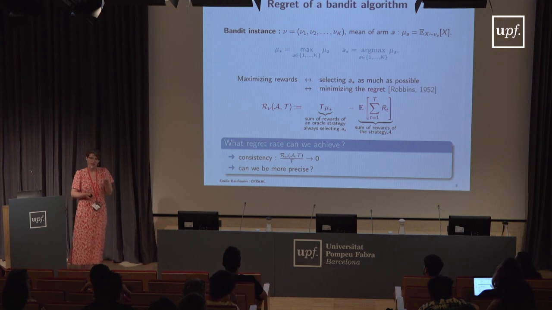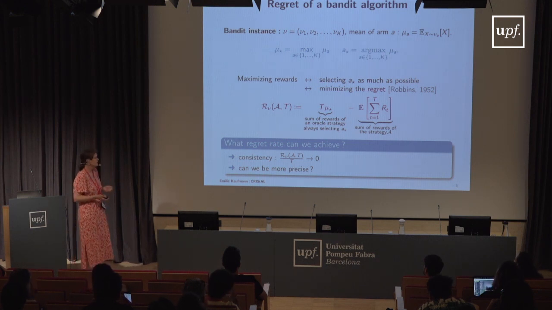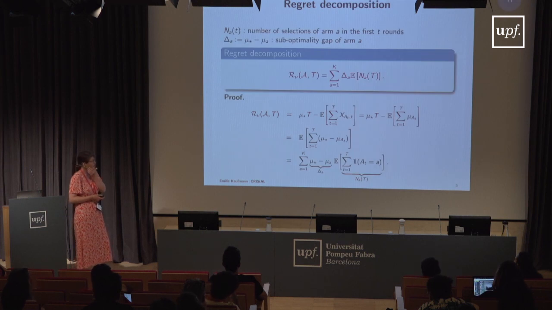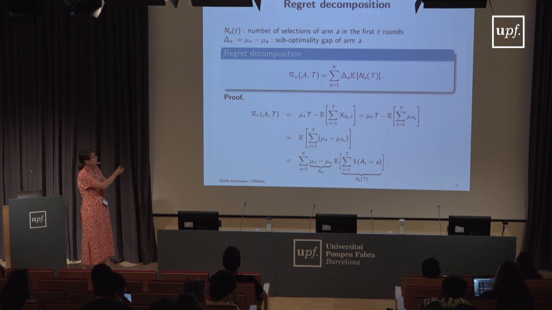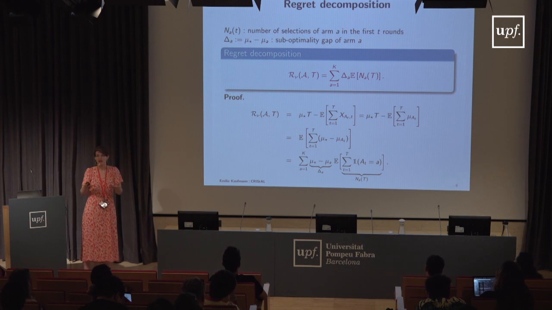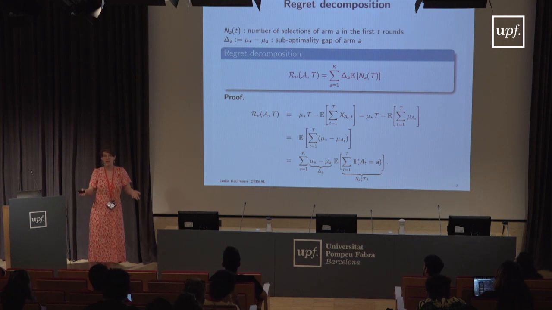But actually, in the stochastic bandit, we will be able to be more precise on what is the rate of growth of the regret as a function of t. We will see examples of algorithms with square root t regret and even with logarithmic regret. To control the regret of an algorithm, it is very important to relate this performance measure to a quite intuitive quantity, which is how much time the algorithm selected each of the arms. Ideally, a good algorithm should only select arm A star, but of course it's not possible because at the beginning we don't know, so we have to explore a little bit.